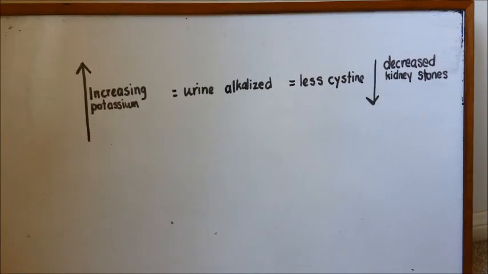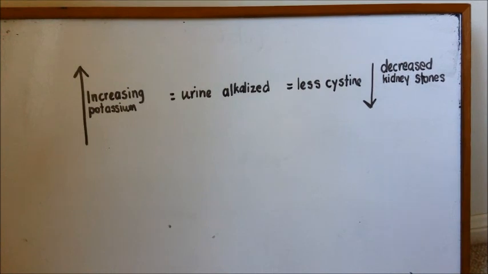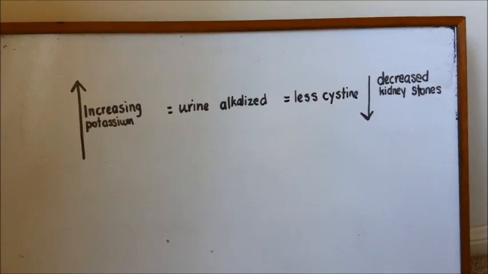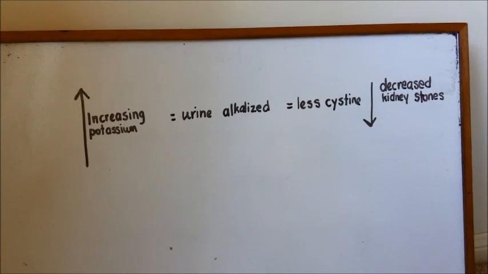However, in my situation, it is used to prevent kidney stones from forming, as my body possesses high levels of cysteine, an amino acid. Therefore, kidney stones are frequently being formed, as my kidneys don't filter out the excess waste of cysteine. Therefore, by increasing potassium levels, the urine is able to be alkalized, resulting in less cysteine in the urine and a decreased chance of kidney stones forming.